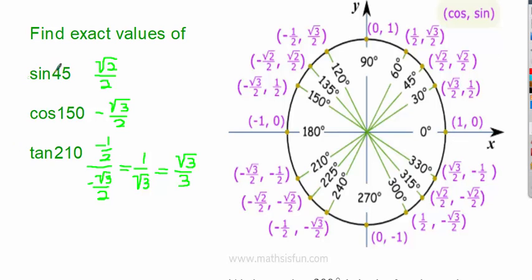So for sine of 45, it is the second number. That's the square root of 2 over 2. Cosine of 150, that's the first number. That's going to be right here, negative square root of 3 over 2.